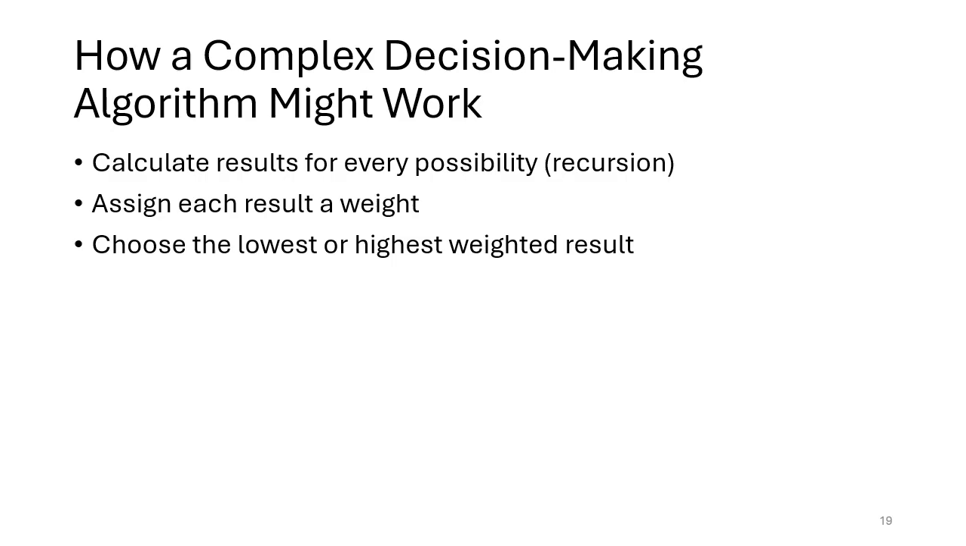Now, algorithms can be simple. For example, with averaging, you just add up every value and then divide by the number of values. But they can also be quite complex. So for example, what you might want to do is calculate the results for every possibility of a particular matrix or a set of decisions that might occur using some sort of recursion. You might then assign a weight to each result, and then based on your criteria, you might choose the lowest or highest weighted result and use that one to act. For example, let's say you're playing chess against a computer. This is typically what the computer program does: it's looking at a variety of results for every possibility of allowable moves.